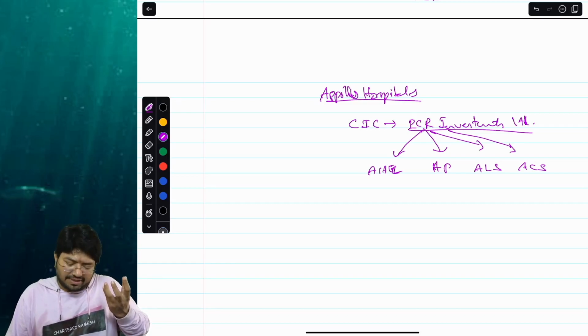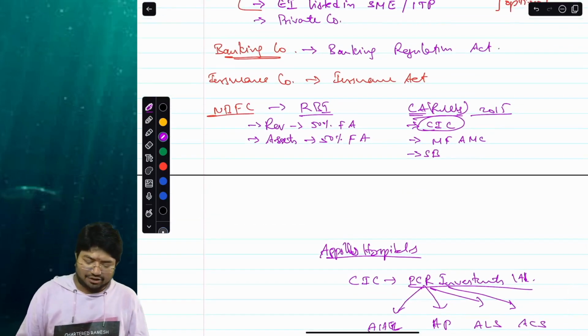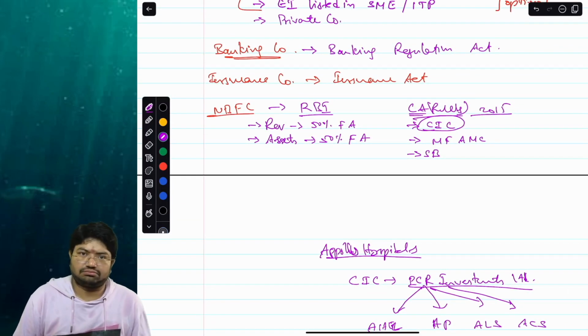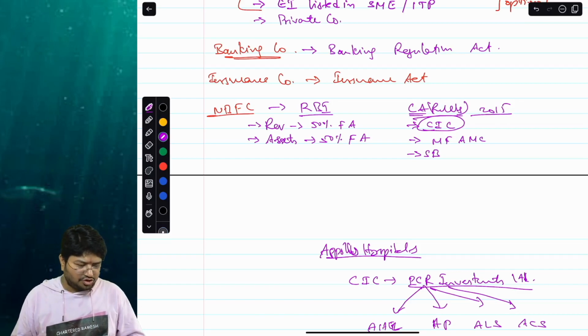This core investment company is also considered as an NBFC. Is what your Companies Act rules 2015 talk about. Okay, so these are varieties of companies which you should be looking at.